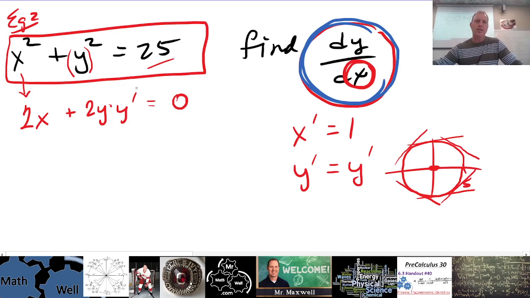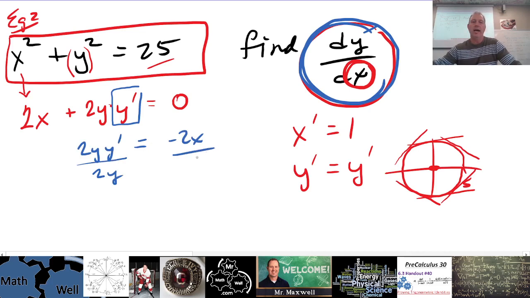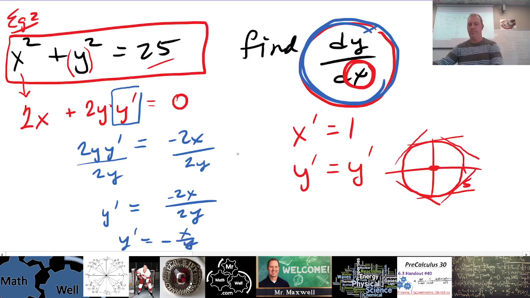Yes. Okay, so now the easy part is I just have y prime here. I need to solve for y prime, because that's really what I'm trying to find, dy/dx. So this is going to be 2y times y prime equals negative 2x. Divide now by 2y, and y prime is negative 2x over 2y, which can be simplified to negative x over y.